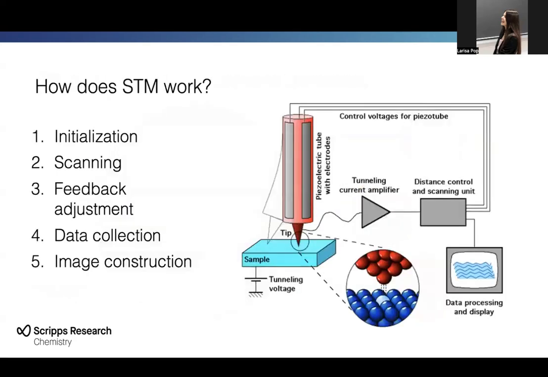So summarizing the workflow, we first have the initialization, where the tip is positioned close to the sample and a voltage is applied to initiate the tunneling current. Then we have the scanning, where the tip moves across the surface and the tunneling current is monitored. We have then feedback adjustment, where the system adjusts the tip's height to maintain a constant current following the surface contours. We collect then the data. And finally, we construct the image that is going to be a high resolution image of an atomic structure.